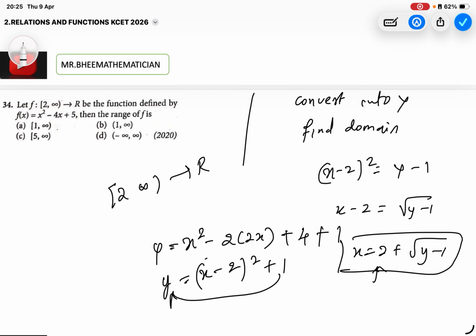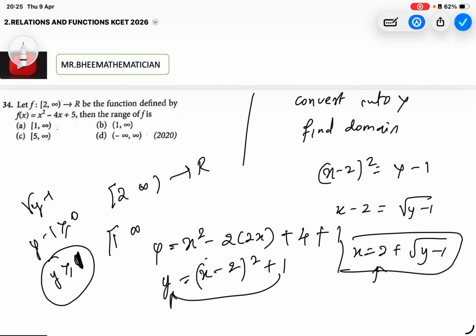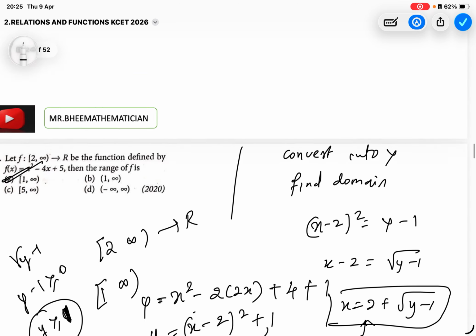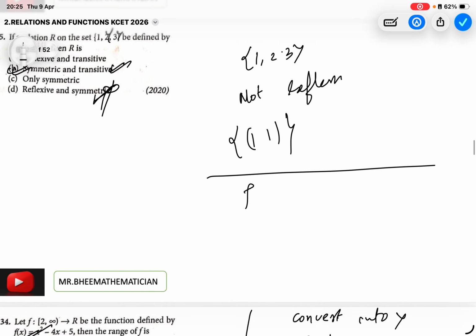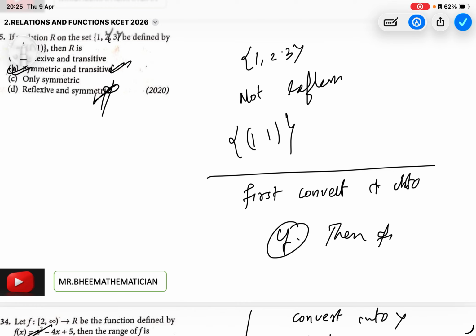Find this domain, you will get the range. So domain means y minus 1 should be greater than or equal to 0. Y is greater than or equal to 1. So here the y belongs to, that is the range, 1 to infinity. This is the answer. So first, how to find the range? First convert it into y, then find the domain.